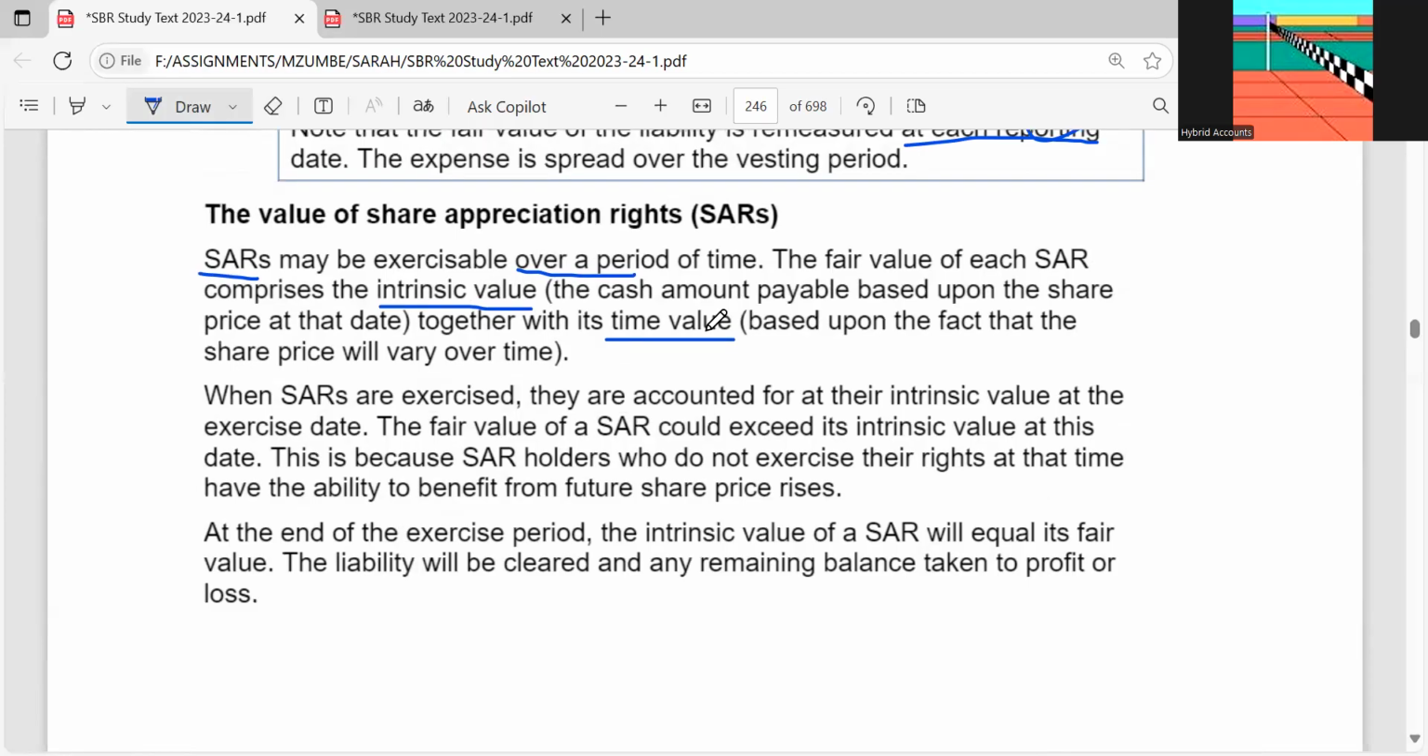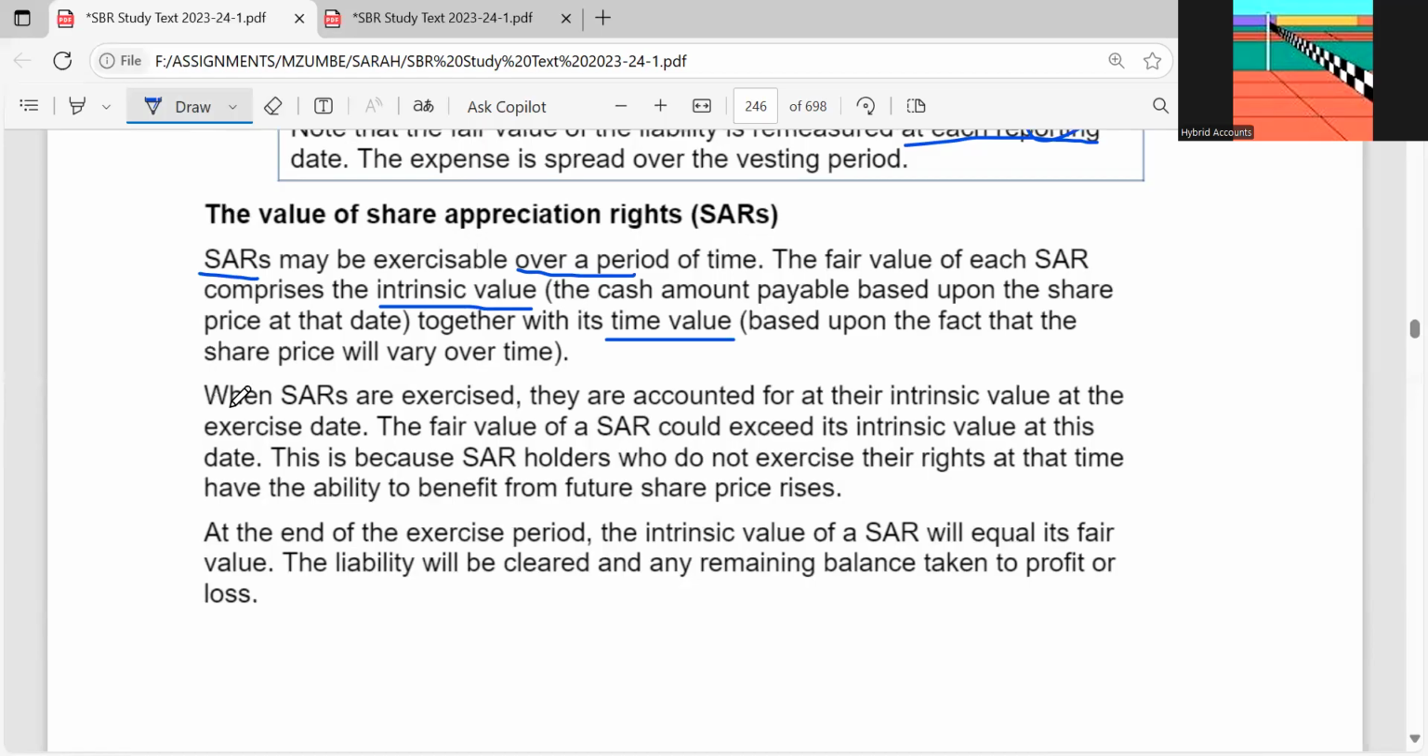And what is the time value? Time value is easy. It's just based upon the fact that the share price will vary over time. Of course, it's going to vary over time. That's no big deal. But intrinsic value means the cash amount payable based upon the share price at that date, right? What should be the cash amount payable at each particular date, right?